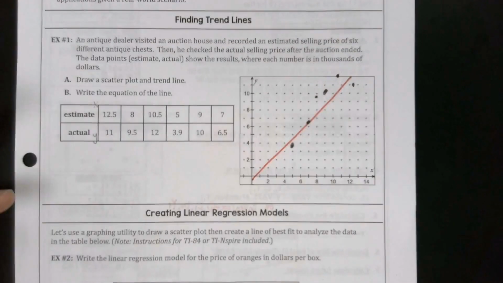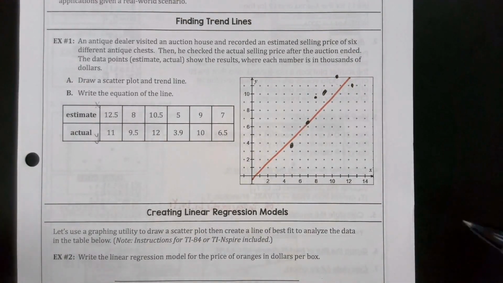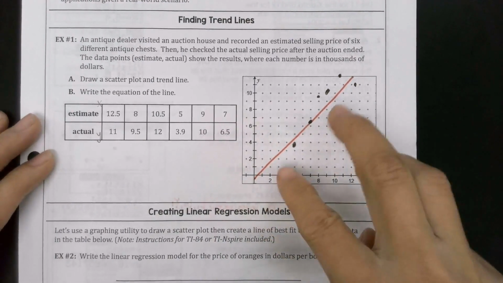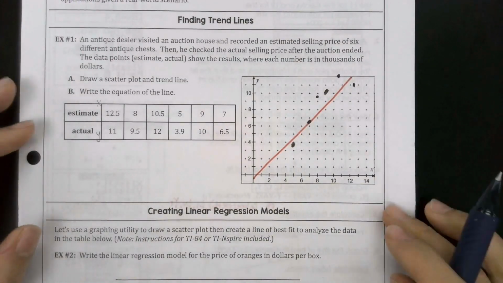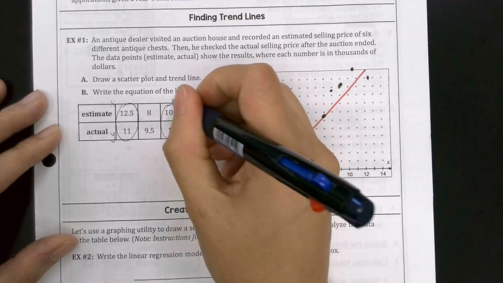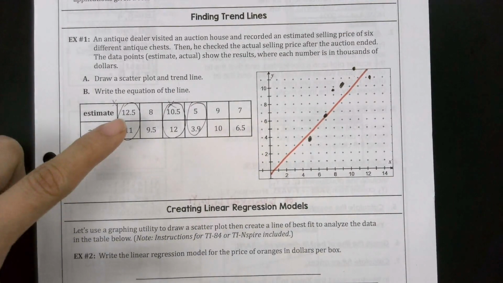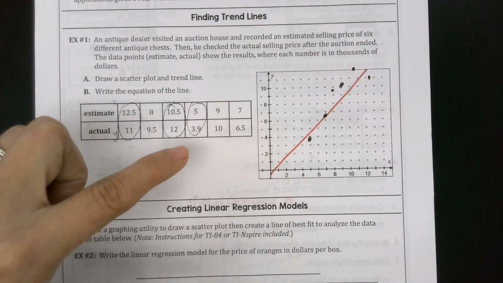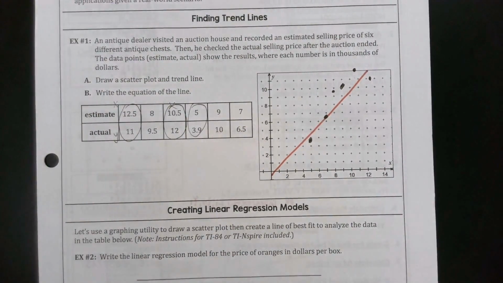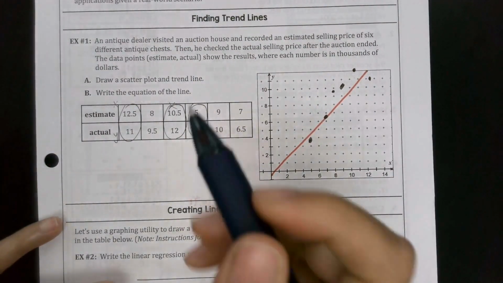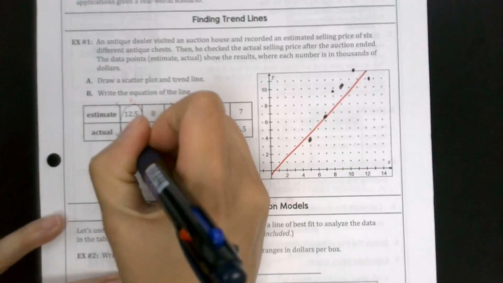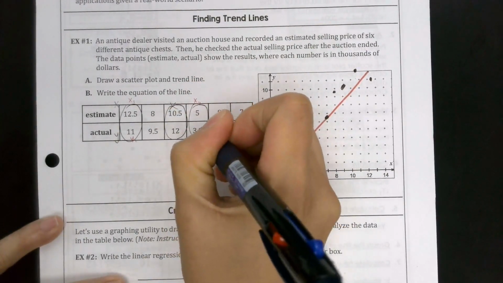And it says letter B, write an equation of the line. There are many ways where you can do it. You can just pick 2 points from it and then use those 2 points to find the slope and the y-intercept. I'm just going to use these 2 points, 12.5 comma 11 and 5 comma 3.9, and use those 2 points to come up with the slope and y-intercept and all that. Okay? All right. So I'm going to make that x1, y1, x2, y2. Let's plug it in.